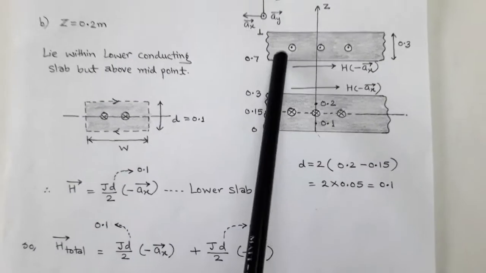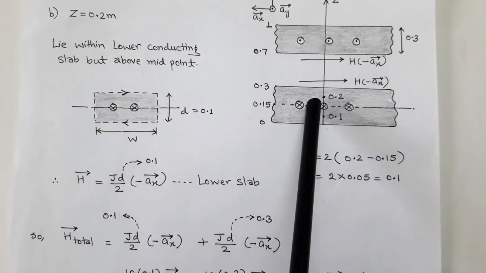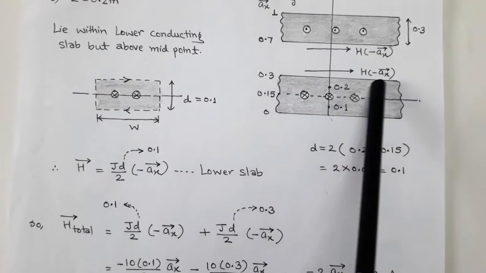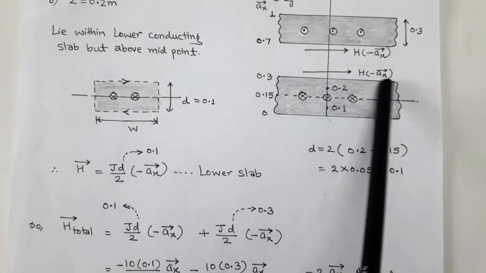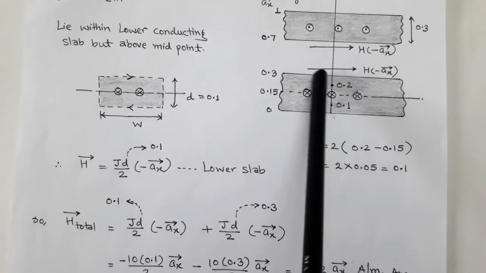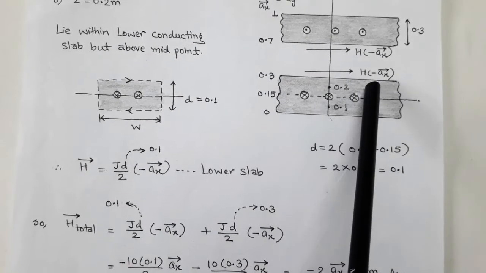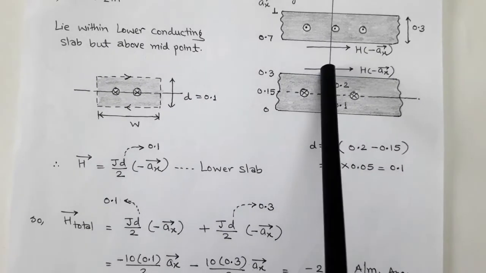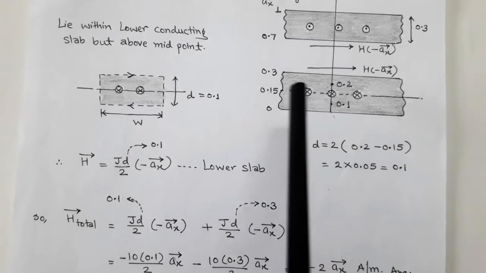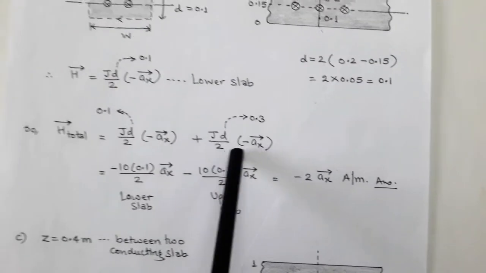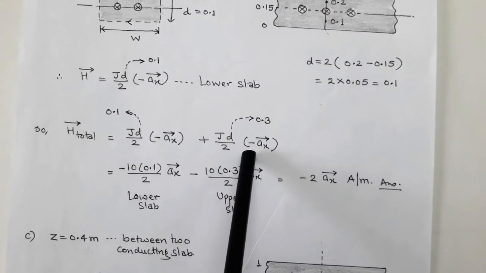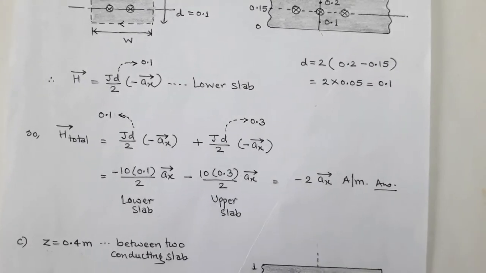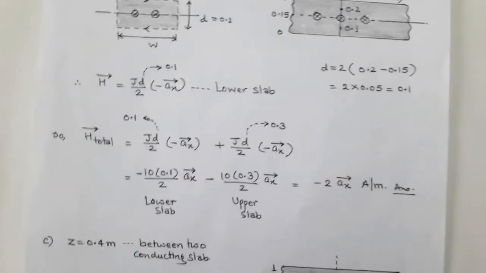Here the point to be noted is that 0.2 is near the upper surface of the lower conducting slab, and we know that the magnetic field between the conducting slabs is towards the negative direction of x. So the second term also has a direction towards the negative direction of x, and the answer is minus 2 unit vector x ampere per meter.